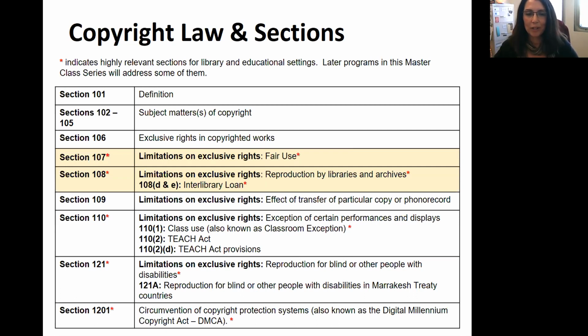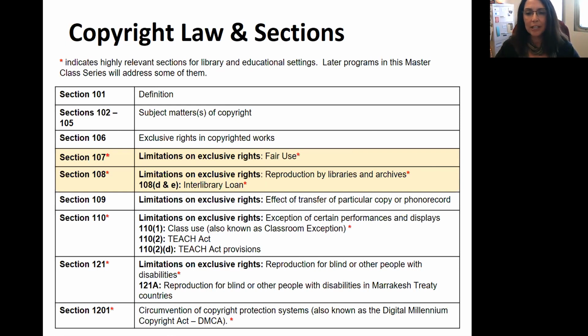like for instance, Section 101 is the definition. I basically used that definition in introducing copyright. And then you've got other sections. The sections where you see the red asterisks are the ones that apply most to libraries, like Section 107, which is fair use. It's a very, very brief section. I think it's barely a paragraph long, but it talks about how copyrighted goods can be used for other purposes without asking for permission and without it being infringement.